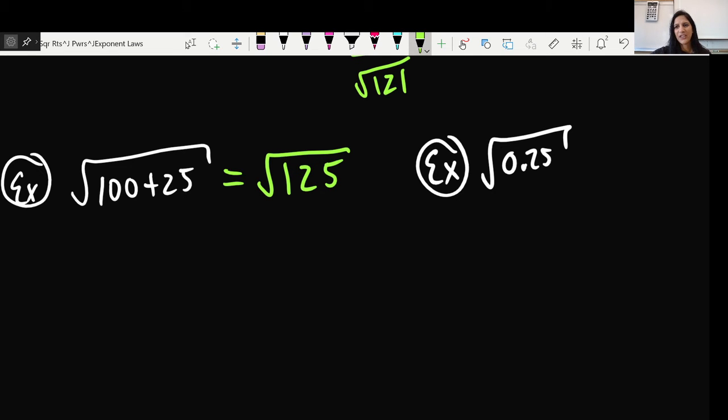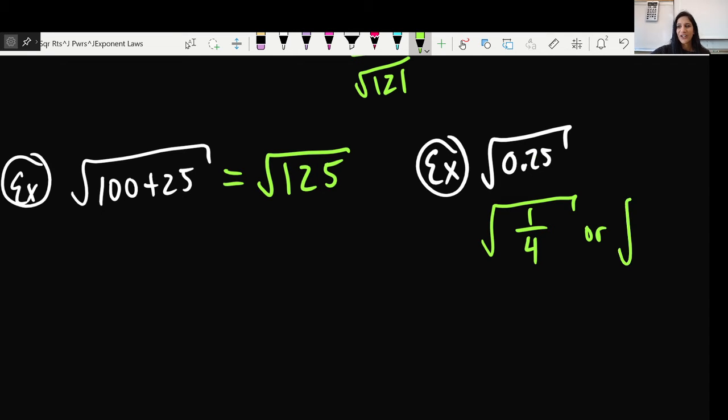Is there another way that I could rewrite 0.25? What is that the same thing as? Esty? Yeah, it's the same thing as 1/4. Oh, I didn't even think of that, but you're right. This is the same thing as 1/4. Everybody see that and agree?